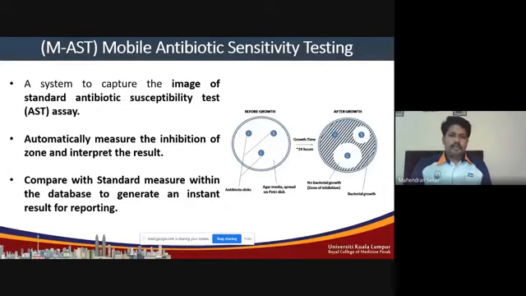So we need to be innovative. This is currently what we do in the laboratory. We do measurement manually. There is a high chance to get some kind of error, and we don't have much database to compare with the standard antibiotics. So this will give a solution to get a better result of the zone of inhibition when you perform the antimicrobial studies.